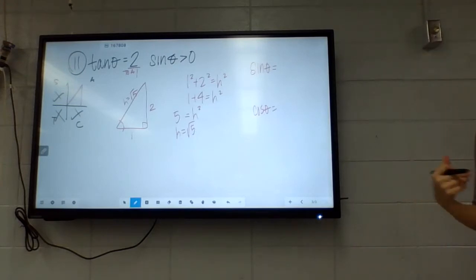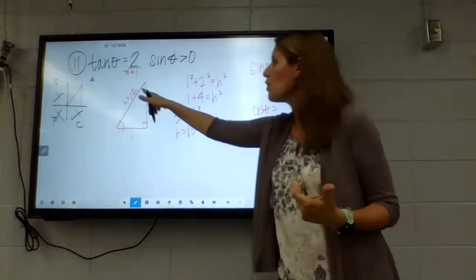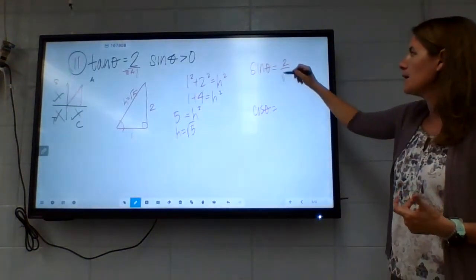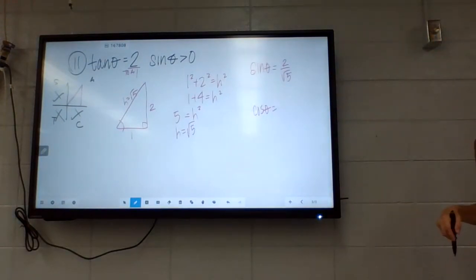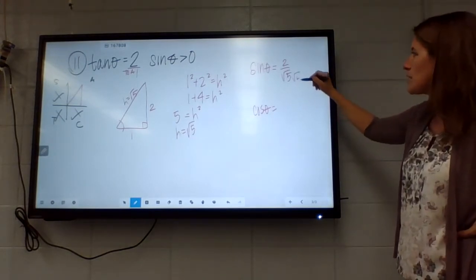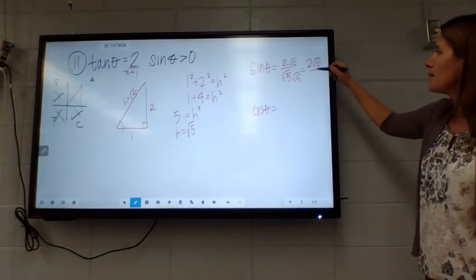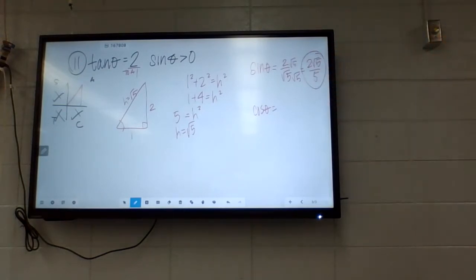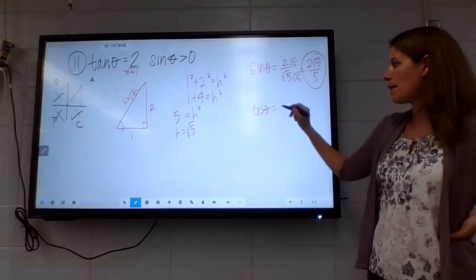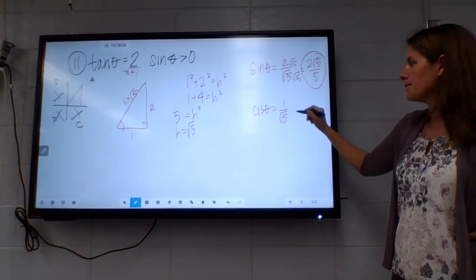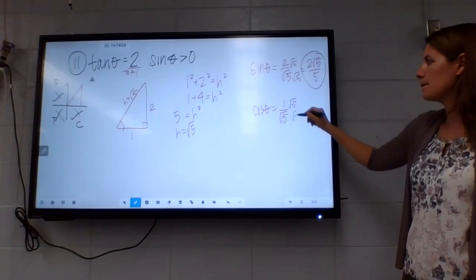So sine is opposite over hypotenuse, so 2 over square root of 5. Now I can't leave that square root in the denominator. Now if you did it this way, on a problem that's worth a bunch of points, you'd only lose a small fraction of the points, but obviously you don't want to have to lose any. So you multiply by the square root of 5. So this would be considered simplified. And then cosine is adjacent over hypotenuse. So same thing there.